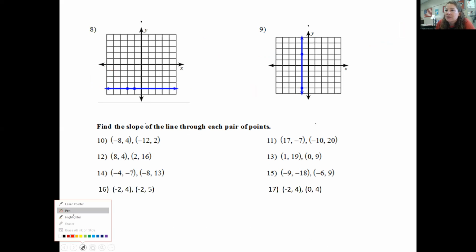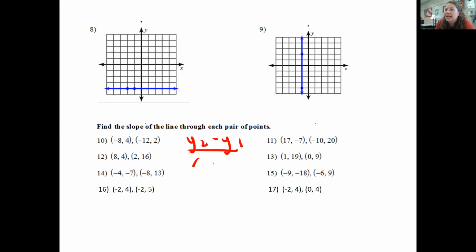All right, let's remember our slope formula: y2 minus y1 over x2 minus x1. So take any of these points, it doesn't matter. Let's do number 10, x y, x y. And we'll call this set number 1, set number 2. It doesn't matter which is 1 and which is 2. You just got to be consistent.